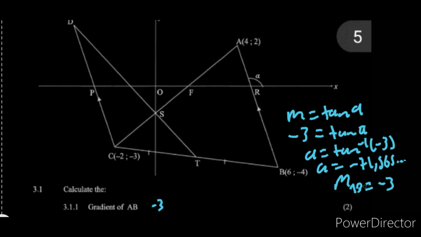When you have a negative angle, you just have to add 180. Notice you've got a negative acute angle; when you add 180, you'll get an obtuse angle. So let's add 180, and you will get 108.43. Therefore a will be 108.43. So we have it right here. That is the angle.